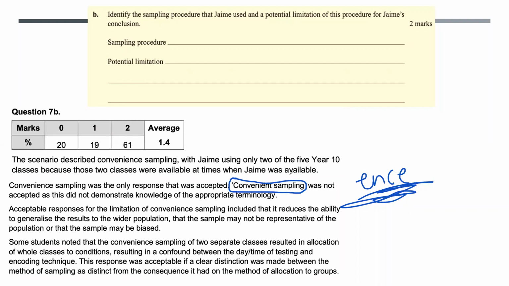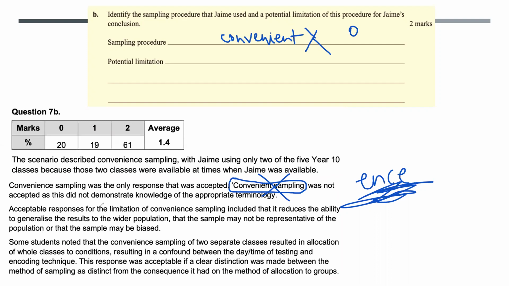So convenient sampling is incorrect terminology. If you wrote convenient rather than convenience, even though your assessor knows what you're trying to mean, you cannot get marks for that. That is a 0. So you have to be really careful there to write ENCE, not ENT.